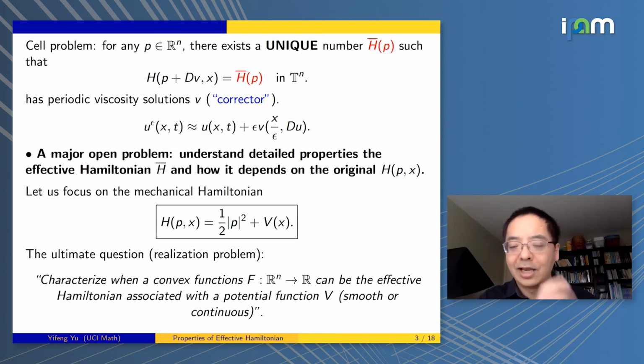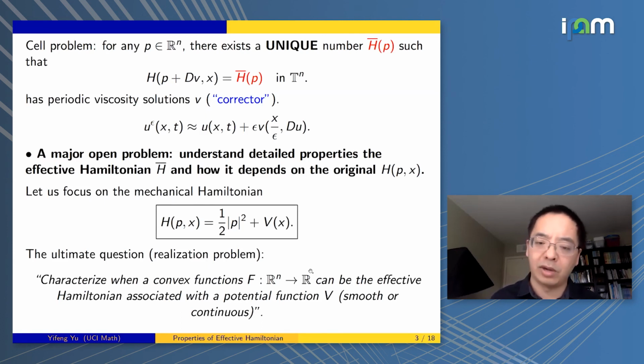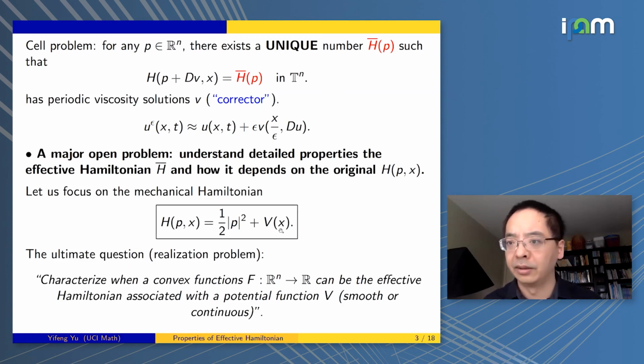This is what I put as the ultimate question. Now there are two ways we can study this problem. One is from what I call the macroscopic perspective, and the other is the microscopic perspective. I will elaborate on the second one later, but let's look at the first one. I try to understand this from a more global point of view. Essentially we want to understand how the effective Hamiltonian H bar depends on this potential function V. That's the essential goal.